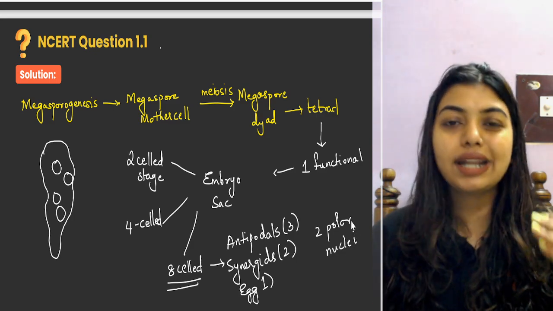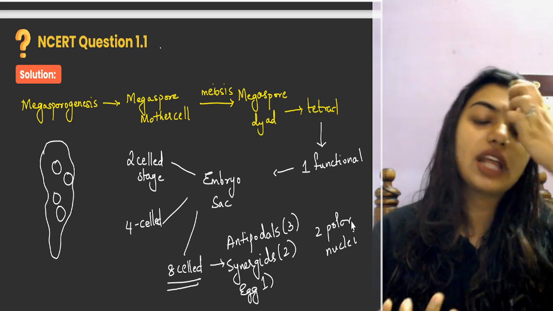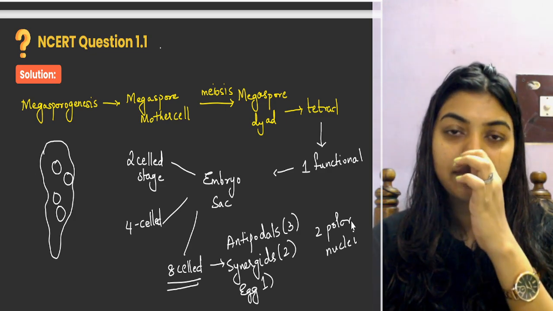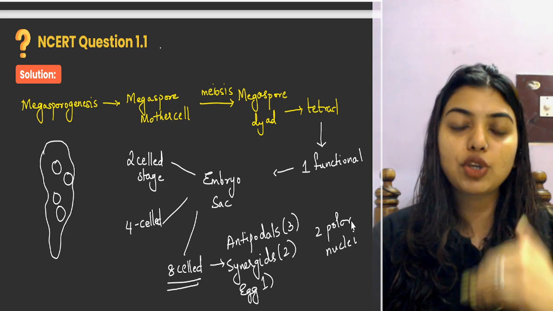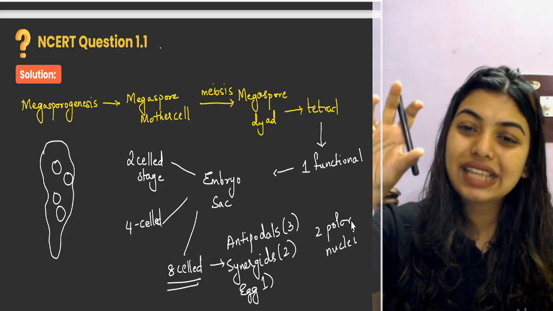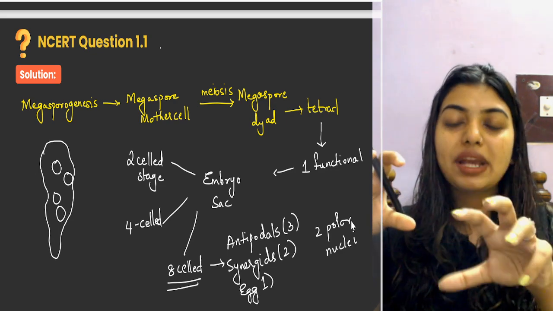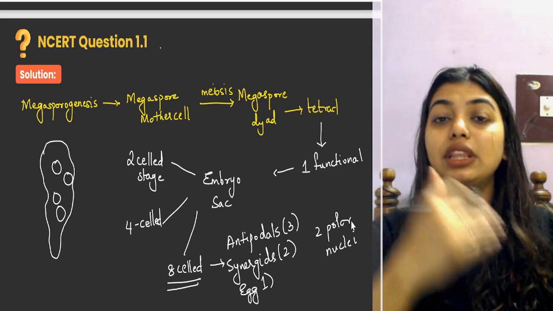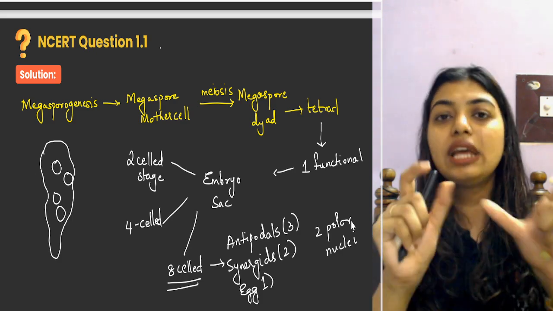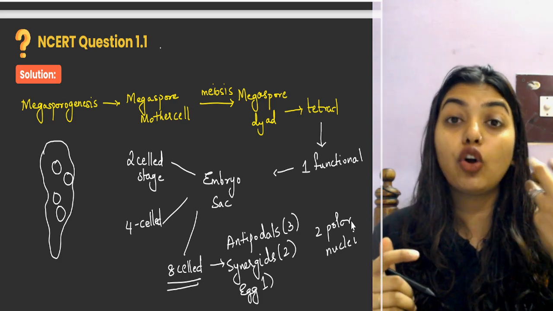If you want to write specifically where the cell division happened, go for this question where they say megasporogenesis is when the megaspore mother cell undergoes meiosis to form a megaspore tetrad, out of which one becomes functional, and that one functional megaspore will form the embryo sac with multiple mitotic divisions. Okay, mitotic division. So this way you will have a lot of clarity.